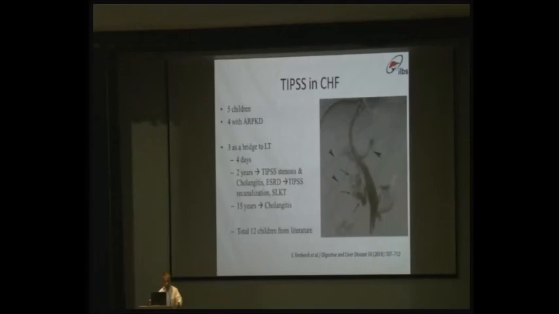This is a study on 5 children. 4 had autosomal recessive polycystic kidney disease. And in 3 of these patients, TIPS served as a bridge to liver transplantation, which was done within 4 days in one of the children. In another child, after 2 years of TIPS, where there was TIPS stenosis, cholangitis, and end-stage renal disease, ultimately a simultaneous liver kidney transplant was done. And in the third one, the transplant was done 15 years later when the patient presented with cholangitis. So ultimately liver transplant was done.